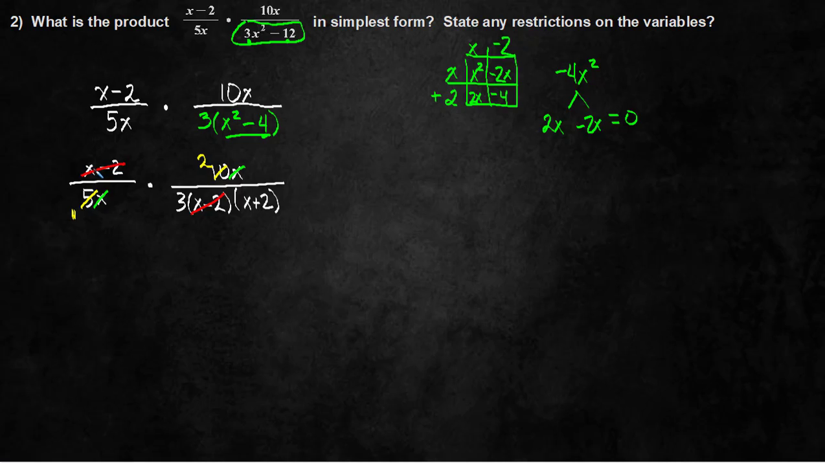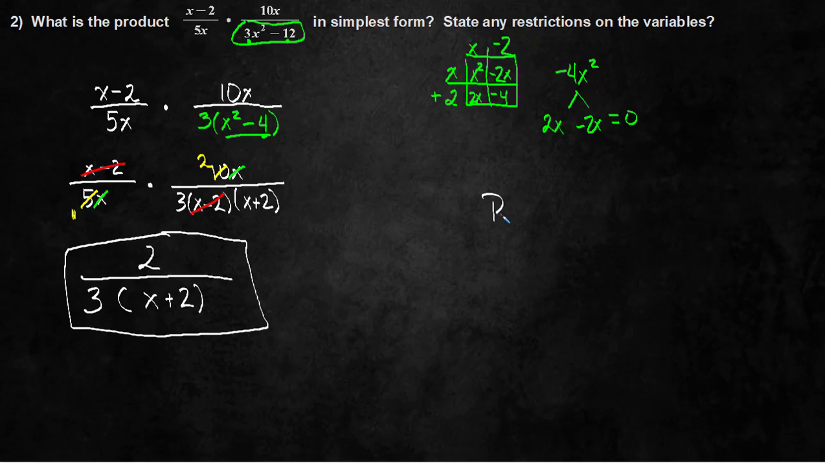So in the numerator, what I have left is this 2, and that's it. If everything cancels out in your numerator, you always have a 1. In my denominator, this entire denominator canceled, leaving me a 3 times x plus 2. So this is what the product is.